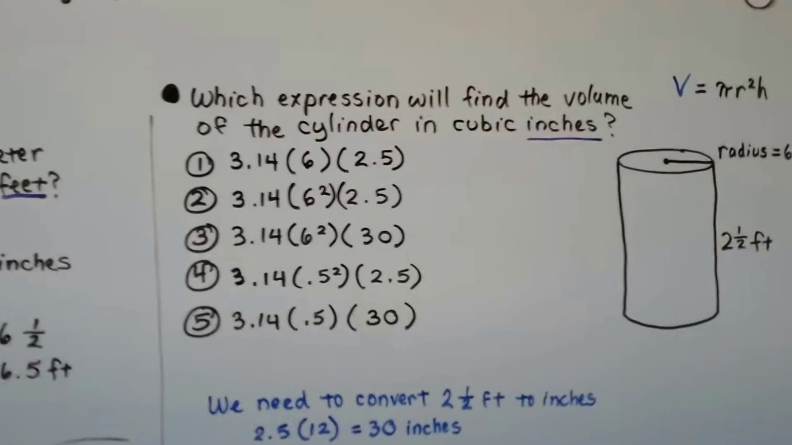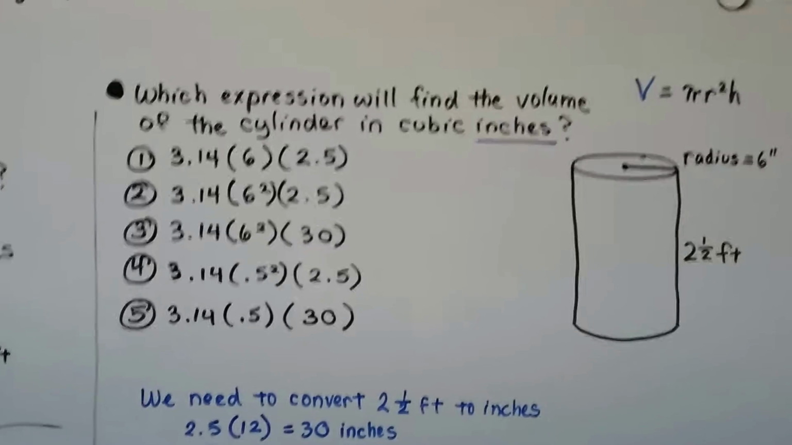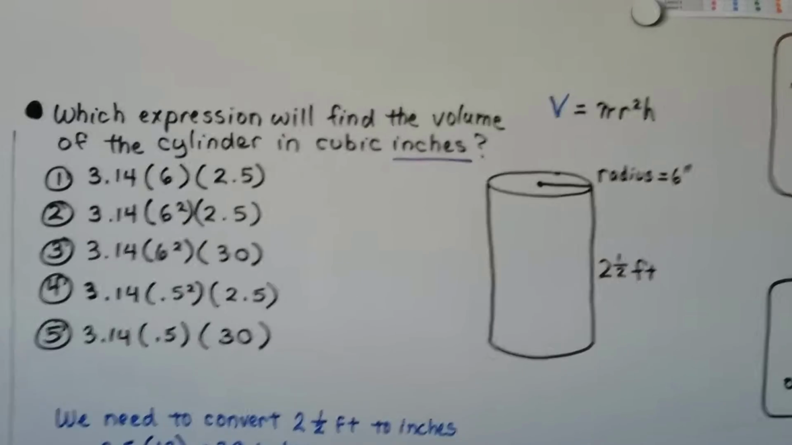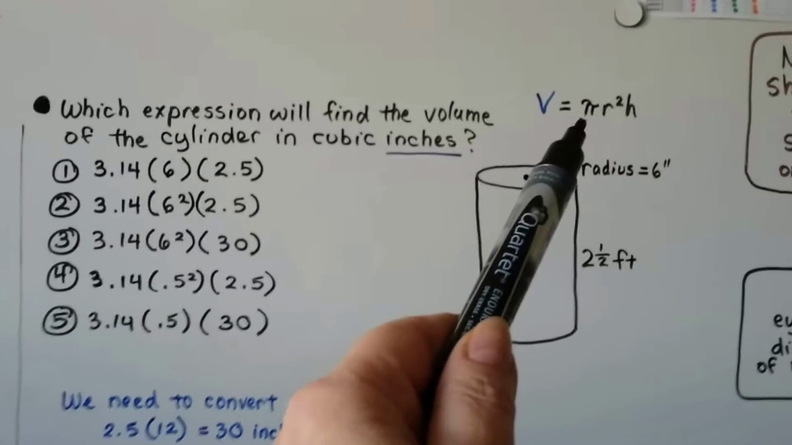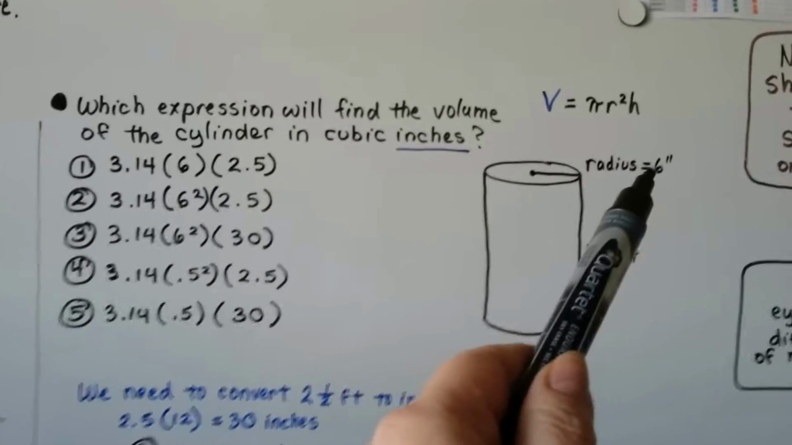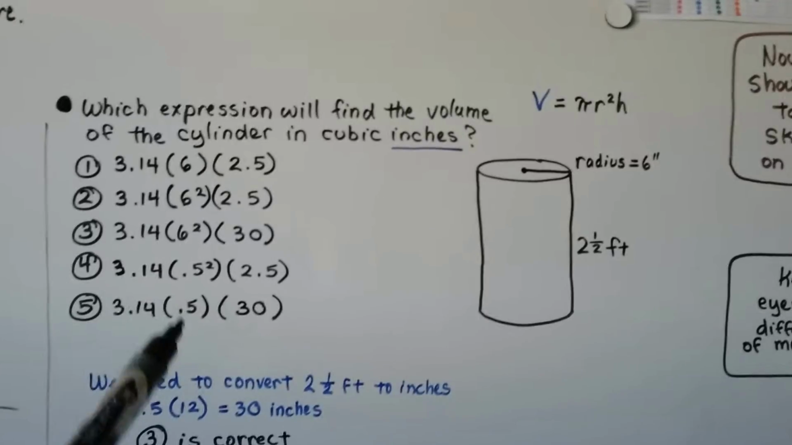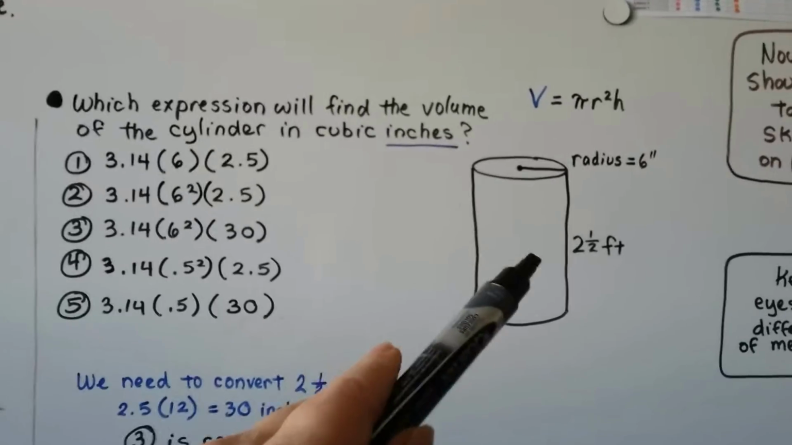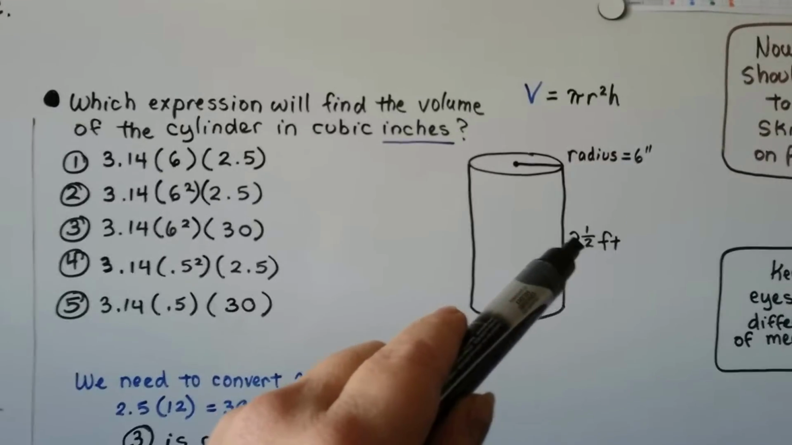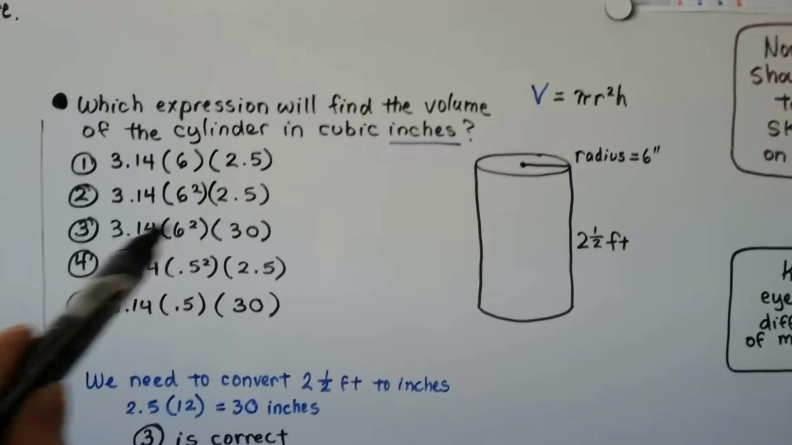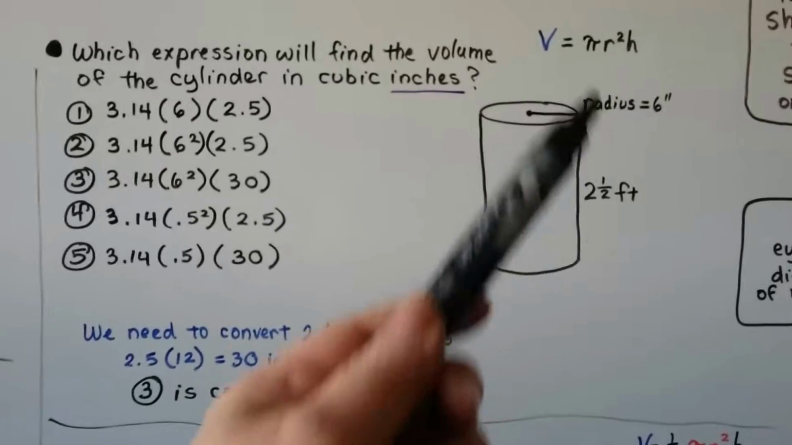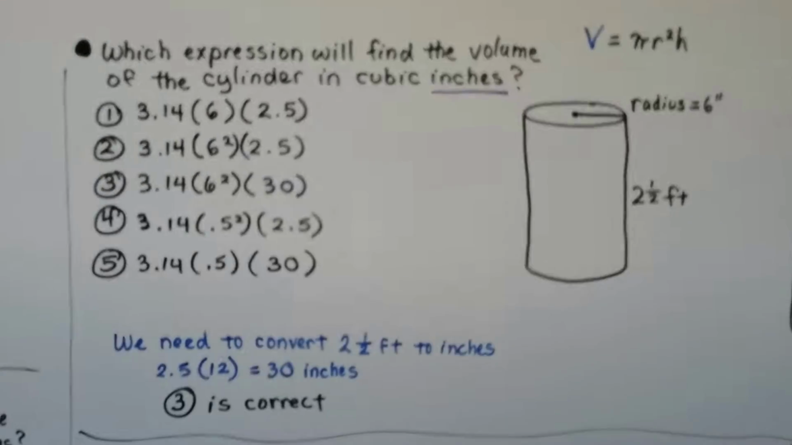Which expression will find the volume of the cylinder in cubic inches? So now we need the volume of a cylinder. And we look on our sheet, and we see that that's the formula for volume of a cylinder. Pi is 3.14. Well, they all start with that. The radius squared, well, the radius is 6 inches, so we need 6 squared. So it's either number 2 or number 3. And then in inches, 2.5 feet would be 24 is 2 feet, and 6 is half a foot, so that would be 30 inches. So number 3 would be the correct one, see? So you're going to have to check the sheet again to find the formula, and then figure out which one fits it, see?